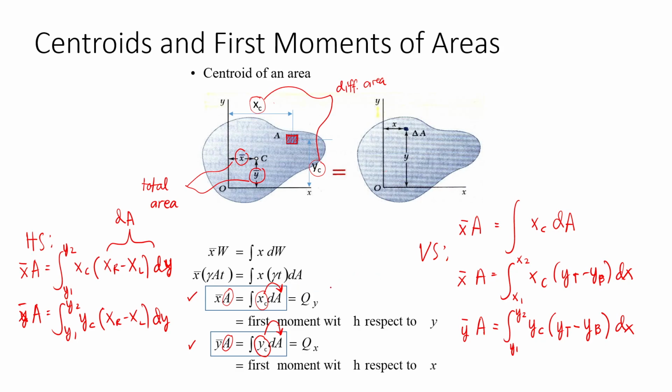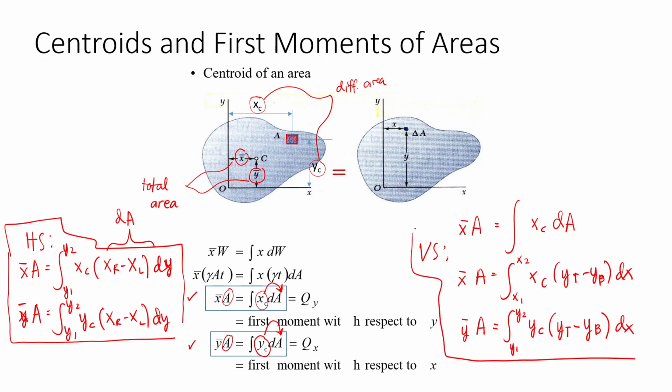So the formula presented here in this box is just the general formula, but if you're going to go into the details of your vertical strip and horizontal strip, these will be the formulas. For horizontal strip, these are the formulas for bar x and bar y. For vertical strip, these will be the formulas for your bar x and bar y.